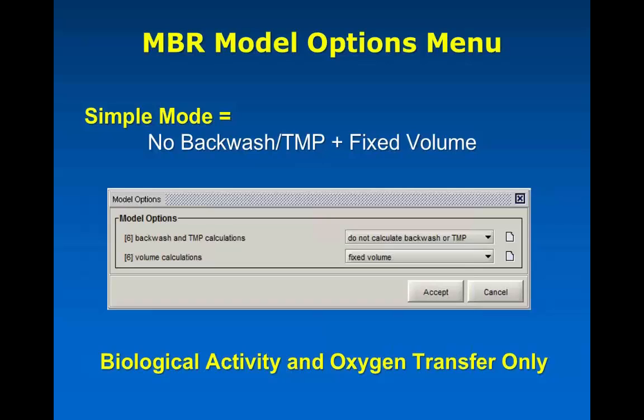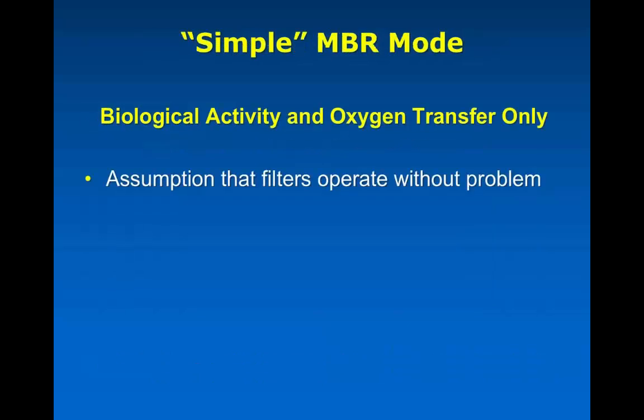So this is basically for situations where I want to model the biological part of an MBR, but I don't want to look at all those physical details. So we make the assumption in simple mode that the filters operate without any problem. They don't get clogged, and we don't have to worry about backwashing or cleaning the filters or anything. Basically, we assume that everything works the way that it's supposed to work, and then we concentrate on modeling the activated sludge portion, but we want to be able to do it in an MBR context, which is why we have it set up for this particular system.